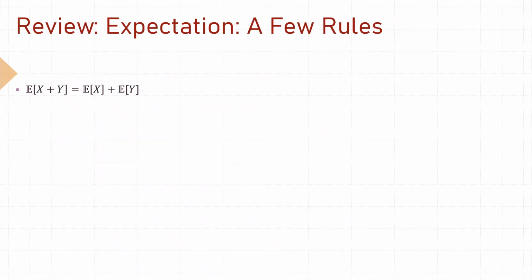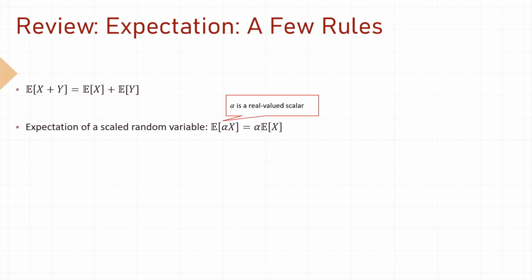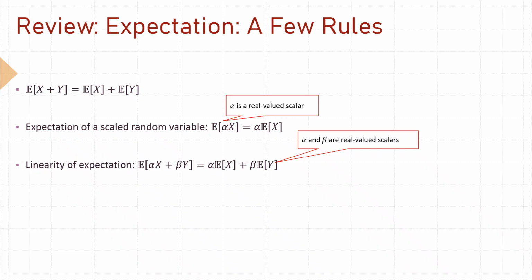We know that the expectation of x plus y, irrespective of whether x and y are independent, always simplifies to the expectation of x plus the expectation of y. If we have weighted random variables, such as alpha x, then the expectation of alpha times x is the same as alpha times expectation of x. The two principles above combined can handle sums of weighted random variables. The expectation of alpha x plus beta y, where alpha and beta are constants, is given by alpha times expectation of x plus beta times expectation of y.